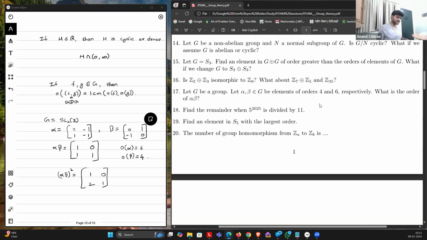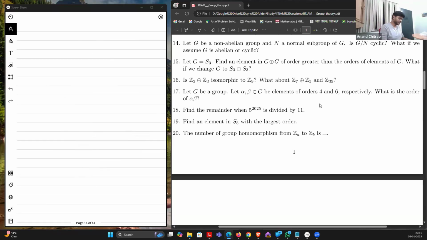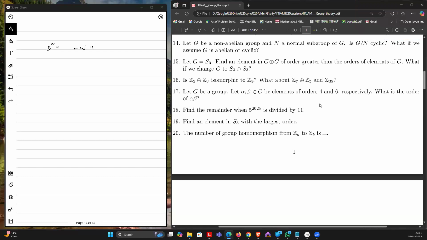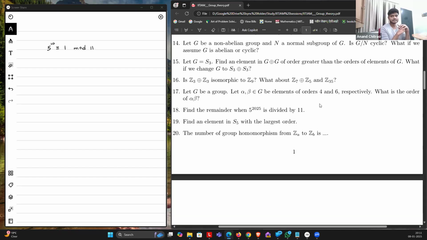Yeah, the congruence arithmetic. So, what can you tell me about 5 power 10 mod 11? It is 1, sir. Yes, what is the reason? 5 power 5 is congruent to 1 mod 11. So it's just a square, so it's also congruent to 1 mod 11.